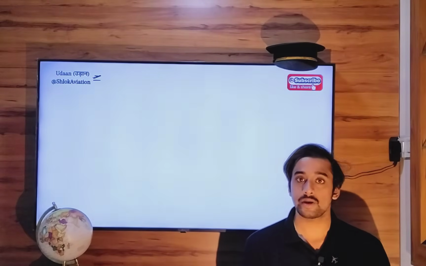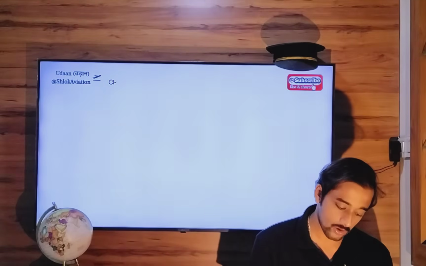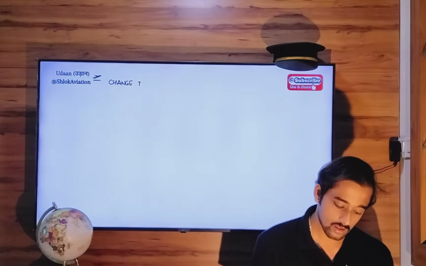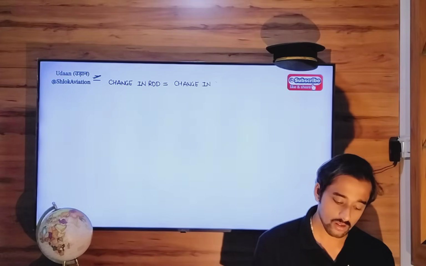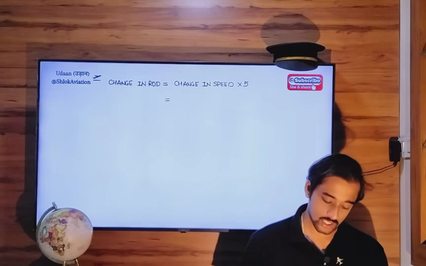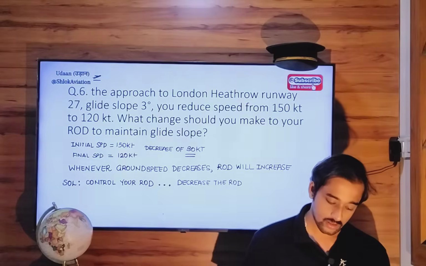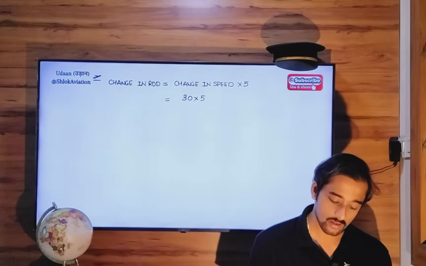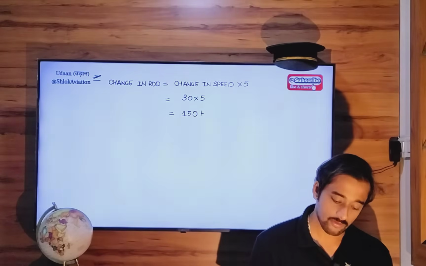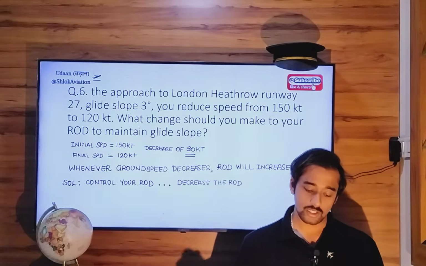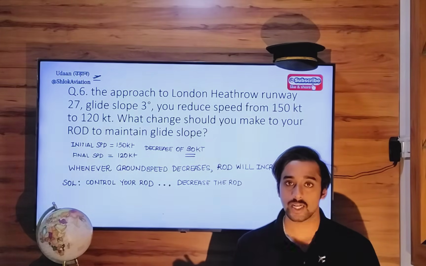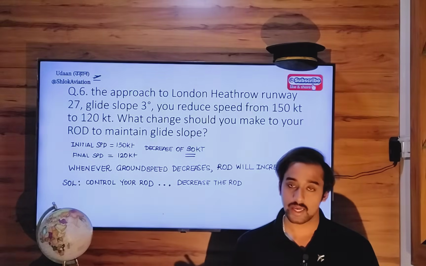So by what value should you decrease your rate of descent? Change in rate of descent equals change in ground speed multiplied by 5. Over here the change is 30 knots, so 30 into 5 is 150 feet per minute. So what change should you make to your rate of descent? You should decrease your rate of descent by 150 feet per minute to maintain the 3-degree glide slope.